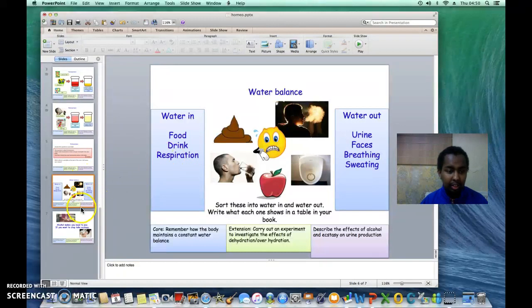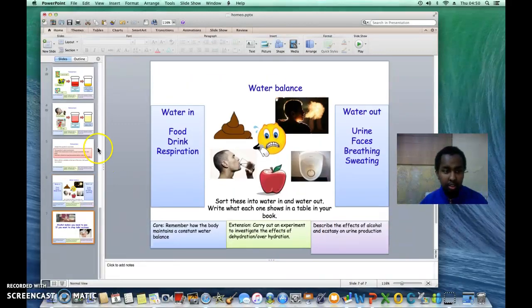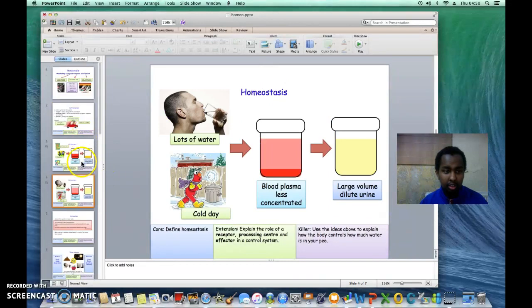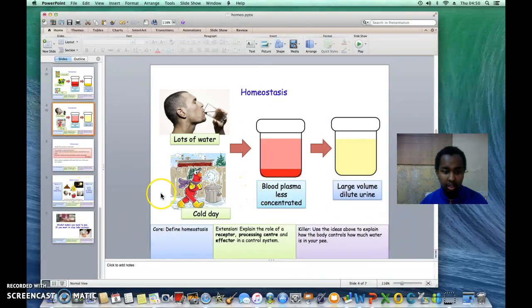Water balance is very essential. For example, how do you get water in? Through food, through drink, through respiration. How do you get water out? Through urine, through feces, through breathing, through sweating. So basically this is how you get water in and out.